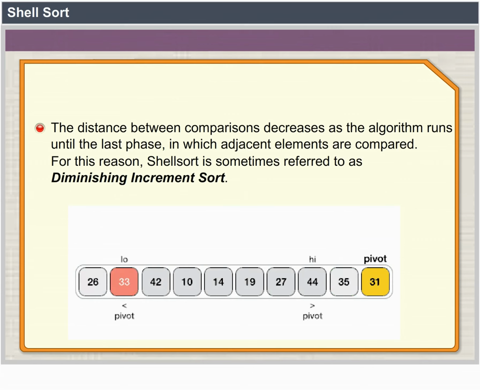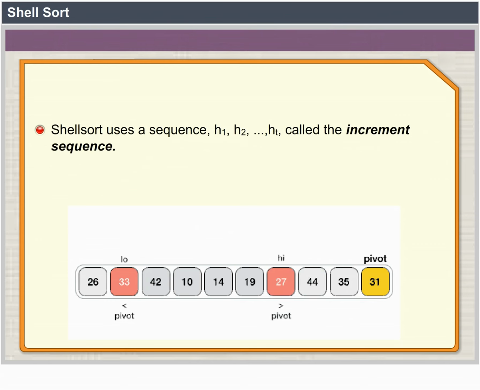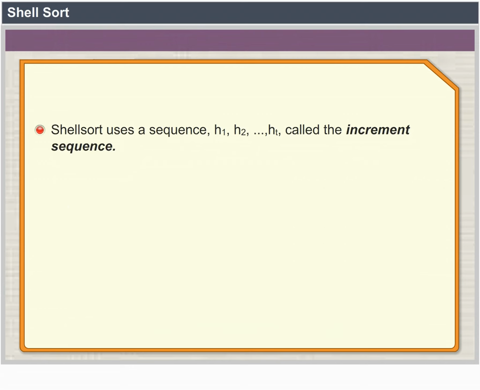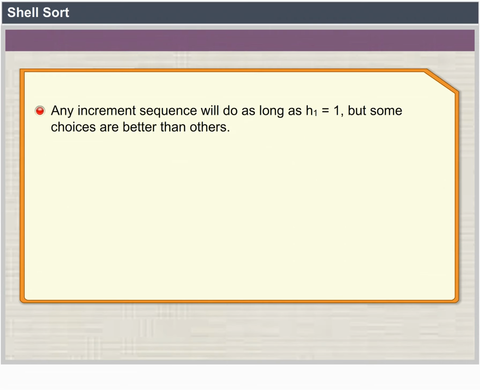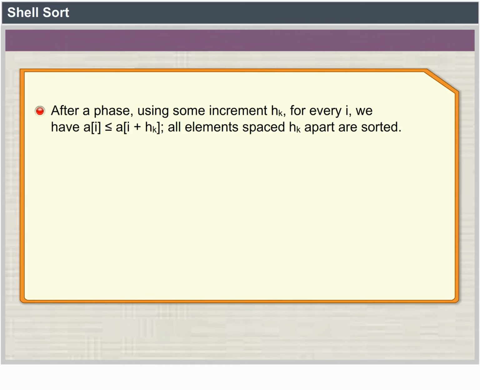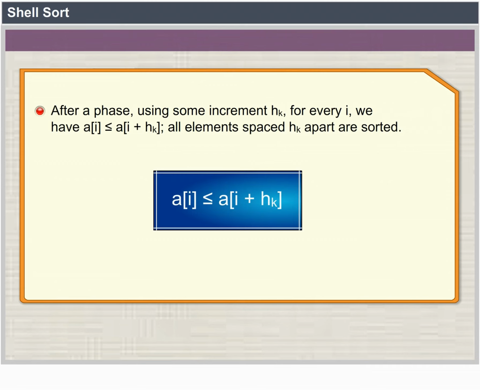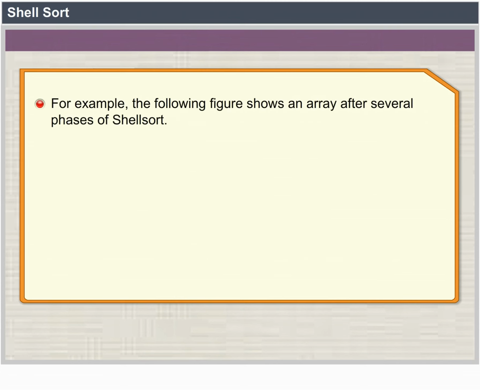Shell sort uses a sequence h1 up to ht called the increment sequence. Any increment sequence will do as long as h1 equals 1, but some choices are better than others. After a phase, using some increment hk, for every I, we have A of I less than or equals A of I plus hk. All elements spaced hk apart are sorted. The file is then said to be hk sorted. For example, the following figure shows an array after several phases of shell sort.